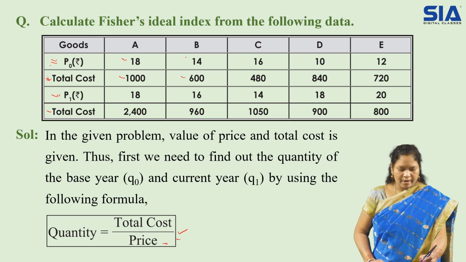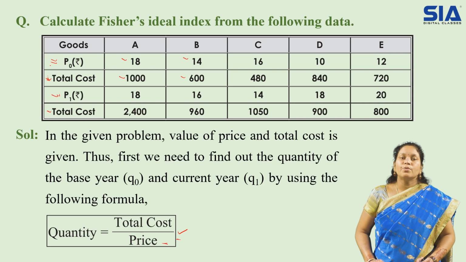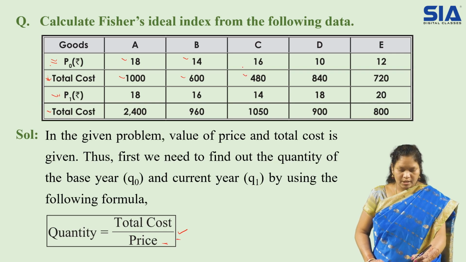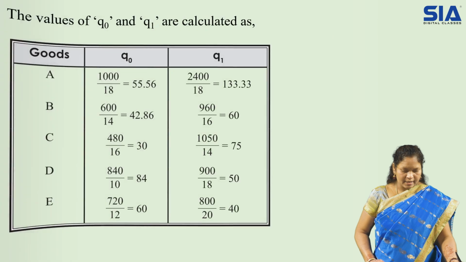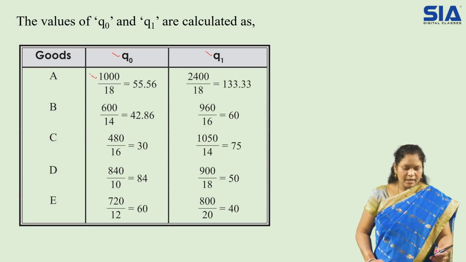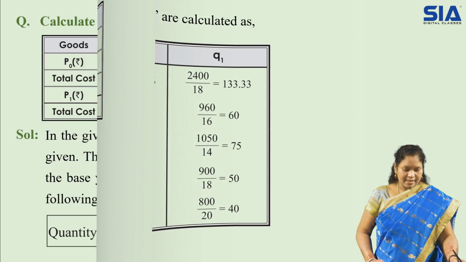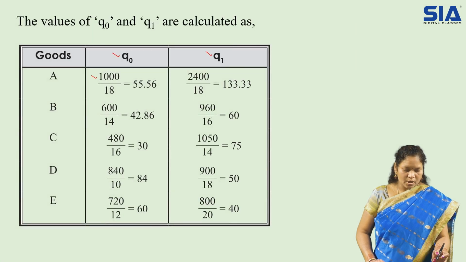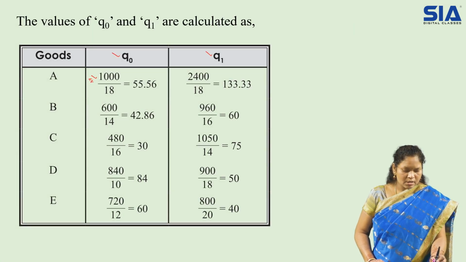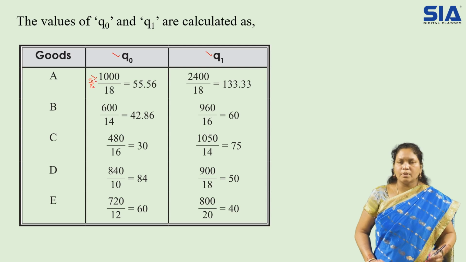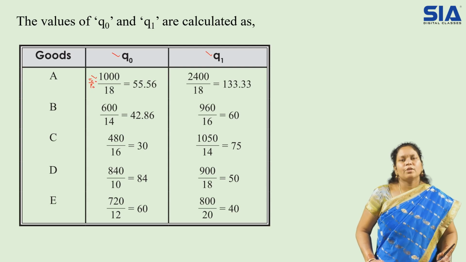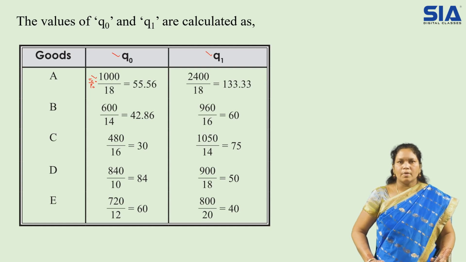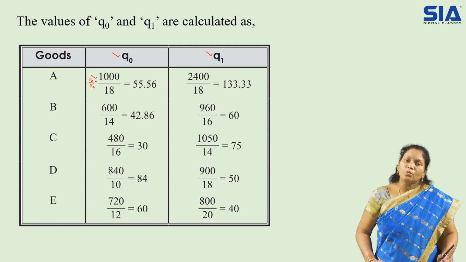Next, 600 divided by 14. Like that we have to go on doing to obtain Q naught. Next, 480 divided by 16, like that. Let us check it in the table. See, 1000 divided by 18 we have done, that is the 1000 value from total cost and 18 from P naught. So what we have done here is total cost divided by P naught. The cost under P naught is the base year total cost itself. Like that I have divided and obtained the complete column of Q naught.